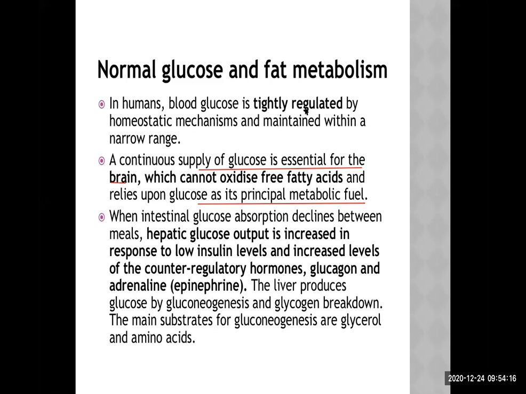When intestinal glucose absorption declines between meals, what happens? Now see there, all of you.